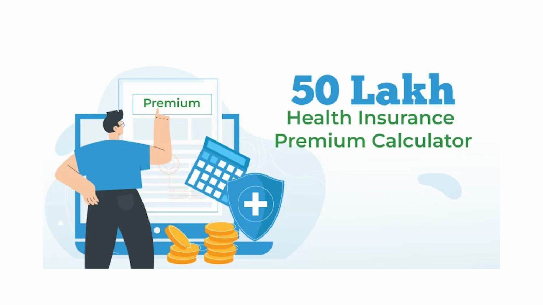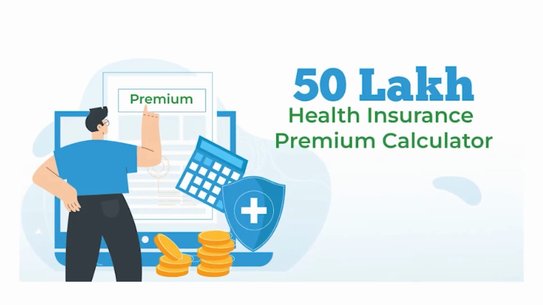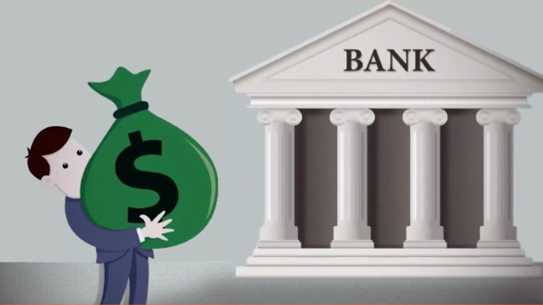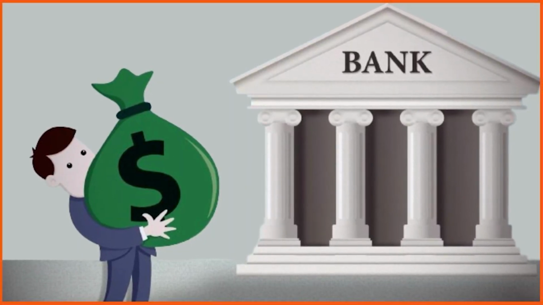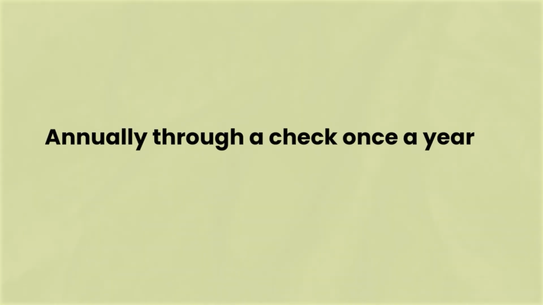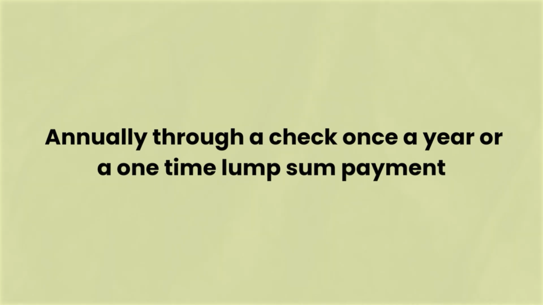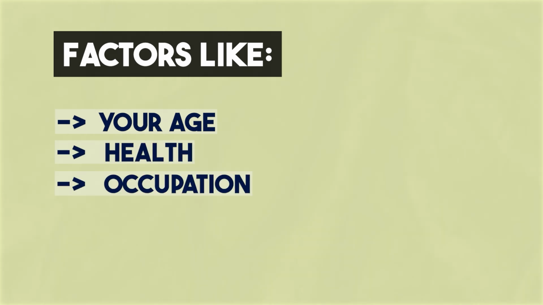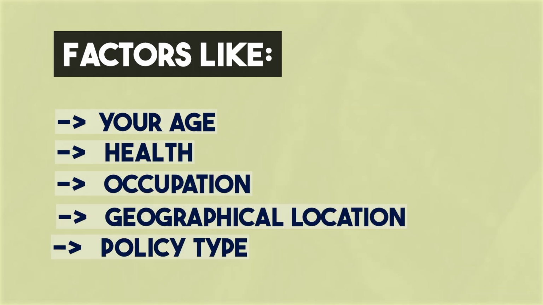5. Premium. The premium is the amount you pay to keep your policy active. Sometimes premiums can be paid monthly, as a recurring charge through your bank account, quarterly through a check or a recurring charge, annually through a check once a year, or as a one-time lump sum payment. Note that there are many factors that will impact the amount of premium you pay, factors like your age, health, occupation, geographical location, and policy type.